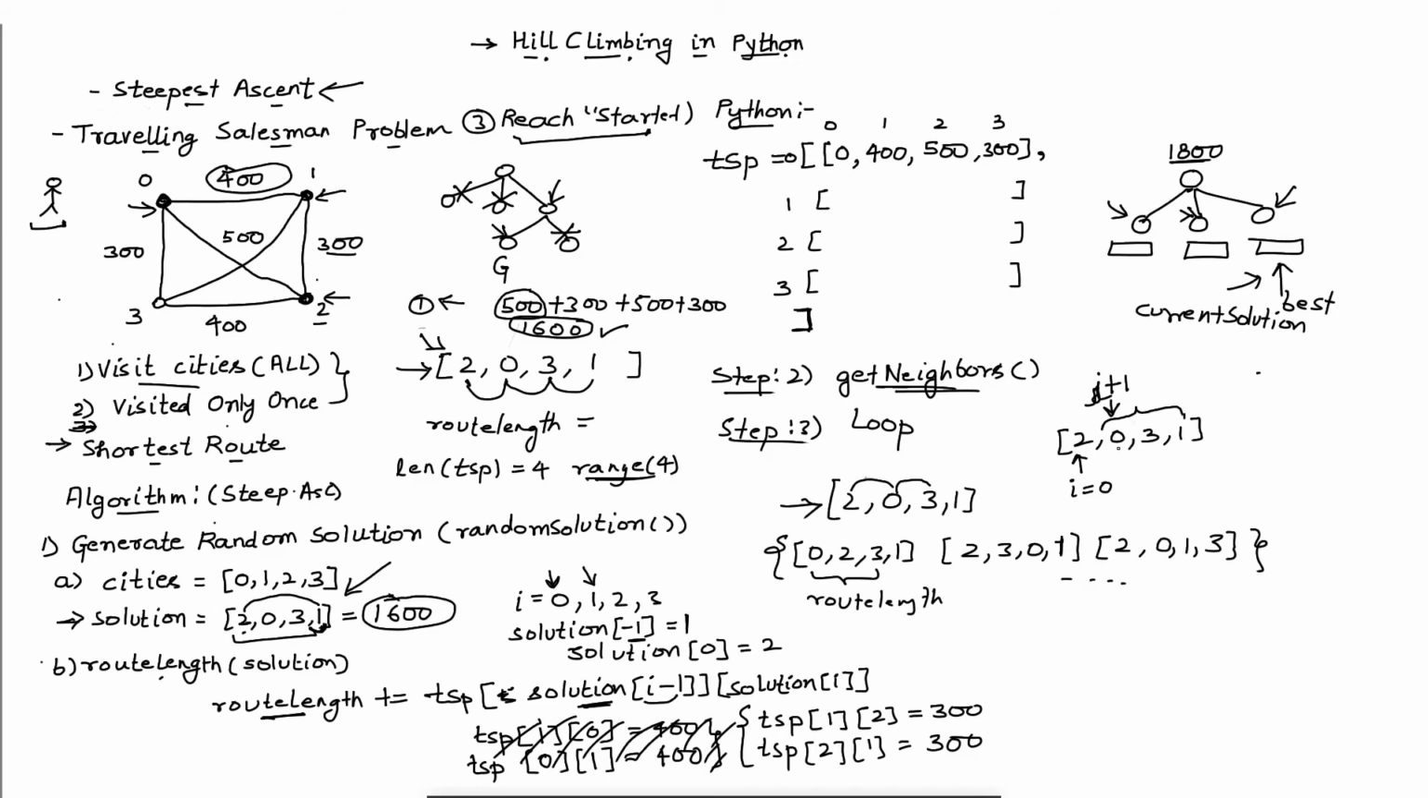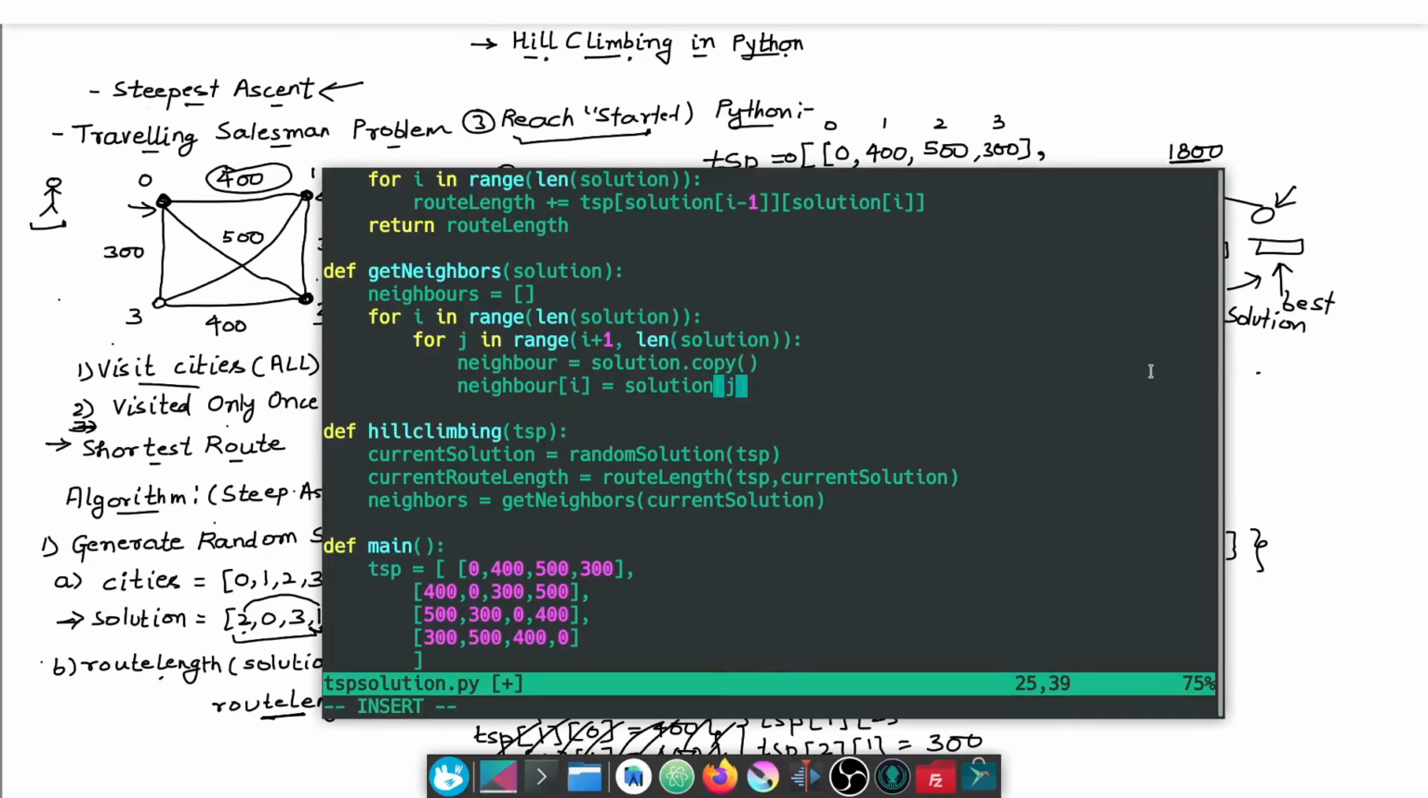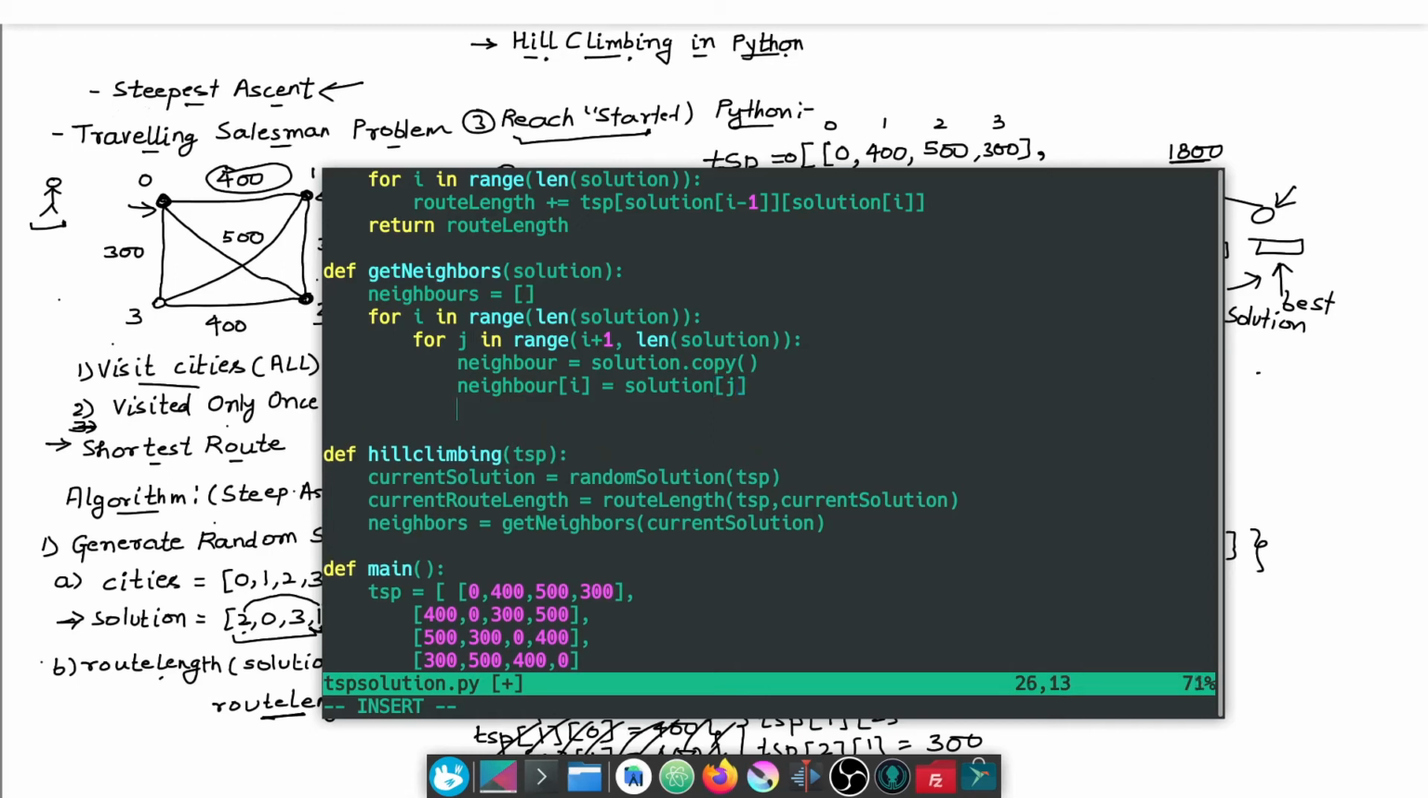We are going to pick up every jth element and we are going to swap it with the value of i, right? So the neighbor of i position gets swapped with the solution of jth position, right? And j position is actually starting from i plus 1 till the end of the solution. So here you can see at this place we are actually doing the swapping work.